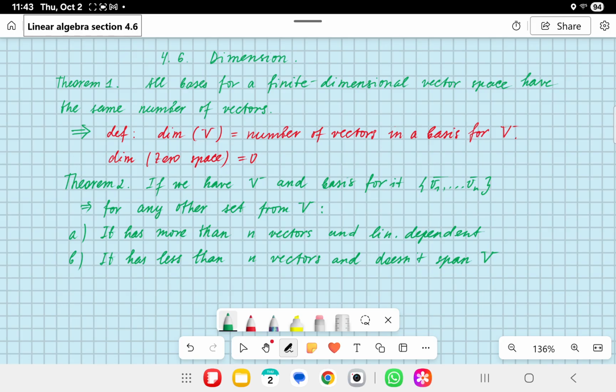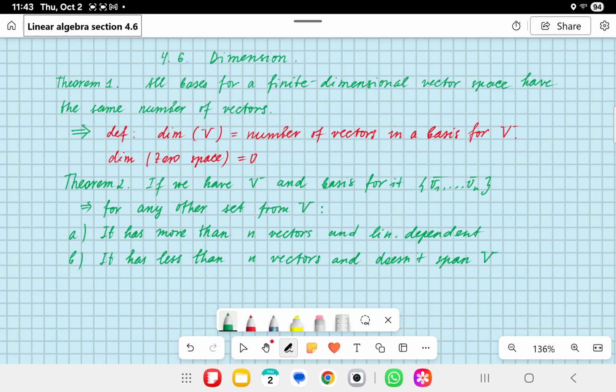Because of that theorem, we can count this amount of vectors in the basis, and because it's the same for all of them, we can name this amount of vectors the dimension. Usually we put dimension, in parentheses we put the space, and then just the number of vectors which are in the basis of V. If it's 3 vectors, 3. If it's 10 vectors, 10. We are going to set the dimension of the zero space, which has only the 0 vector, as 0.